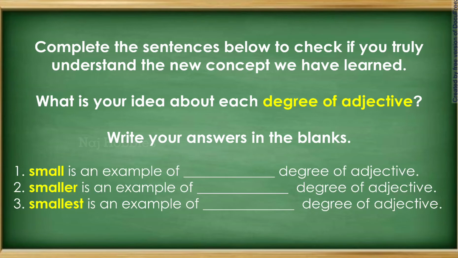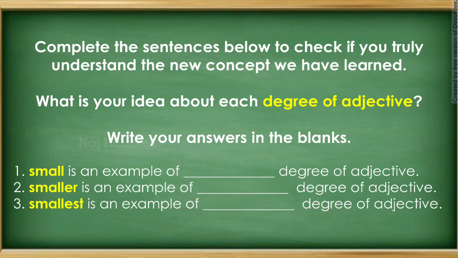Number 1. Small is an example of blank degree of adjective. Number 2. Smaller is an example of blank degree of adjective. Number 3. Smallest is an example of blank degree of adjective.